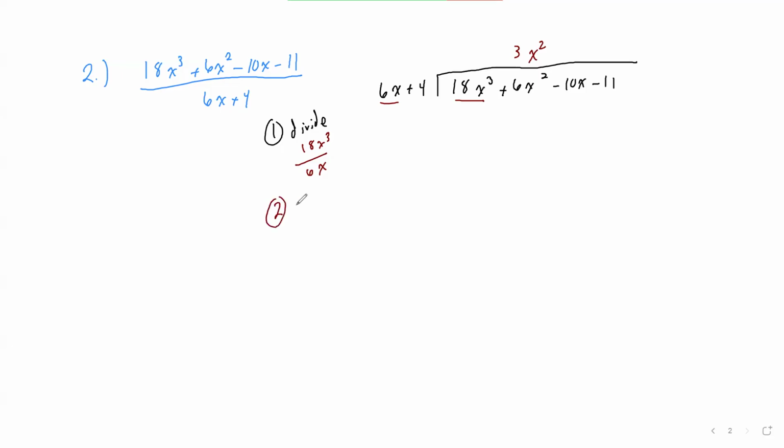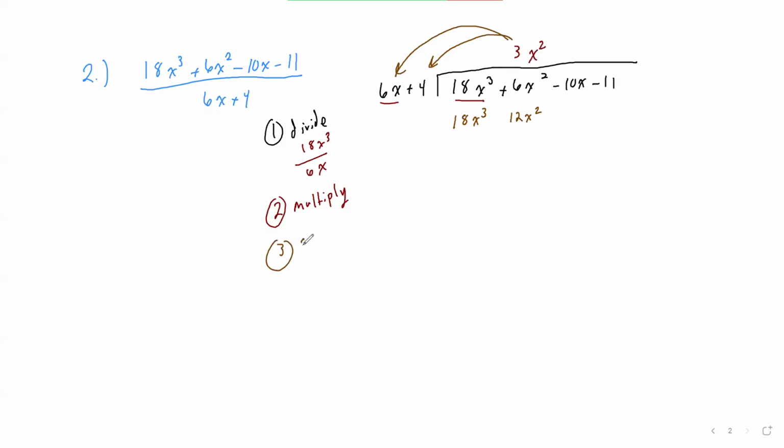Step 2 is to multiply. So I'm going to take this 3x squared here, and I'm going to multiply it to each term. So 3x squared times 6x is 18x cubed, which is great because that's what I should have gotten. 3x squared times 4 is 12x squared.